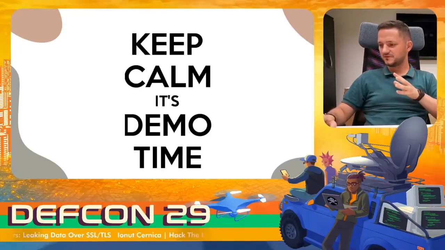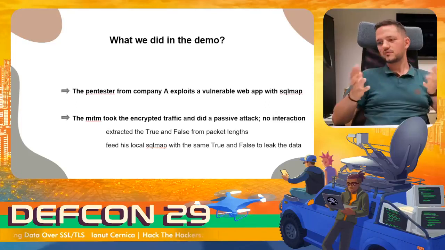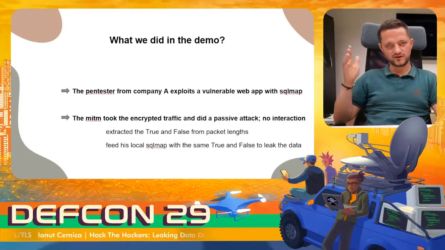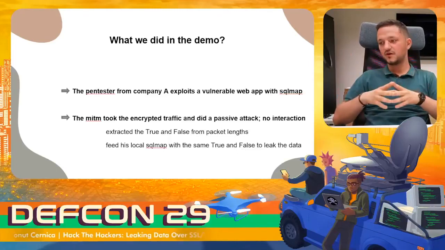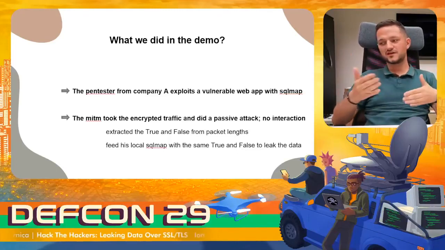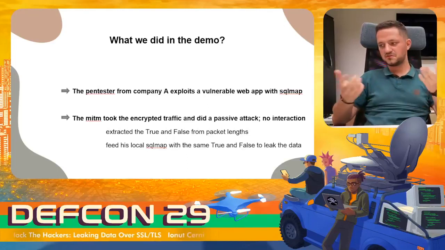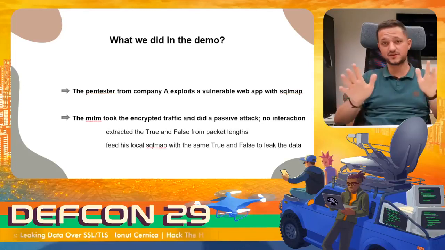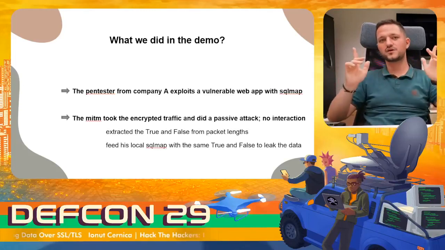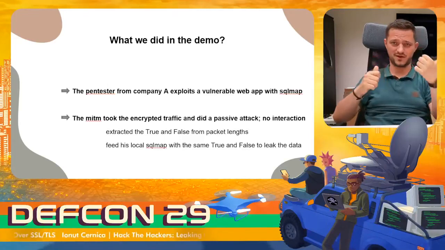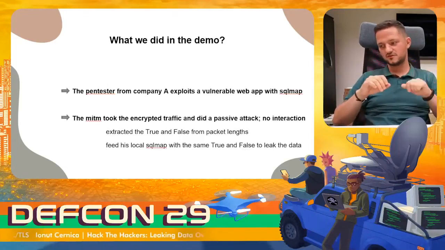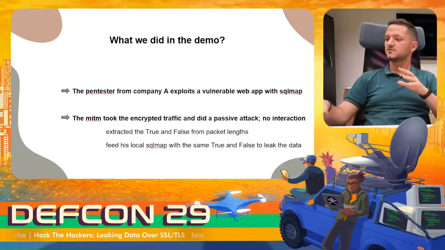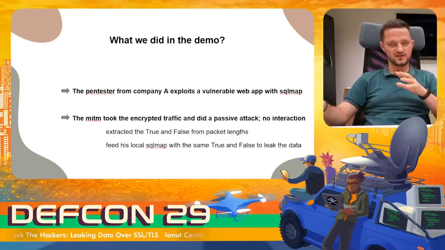So what happened? What we did in the demo: the pen tester from a company A exploited a vulnerable web application with SQLmap. The man in the middle took the encrypted traffic through a tcpdump, and he did a passive attack. How did he do this passive attack? There was no interaction between the man in the middle and the other two parties, the web application and the penetration tester, no interaction. So this can have a big impact, this problem I found. He extracted the trues and falses from packet lengths, from the encrypted traffic.